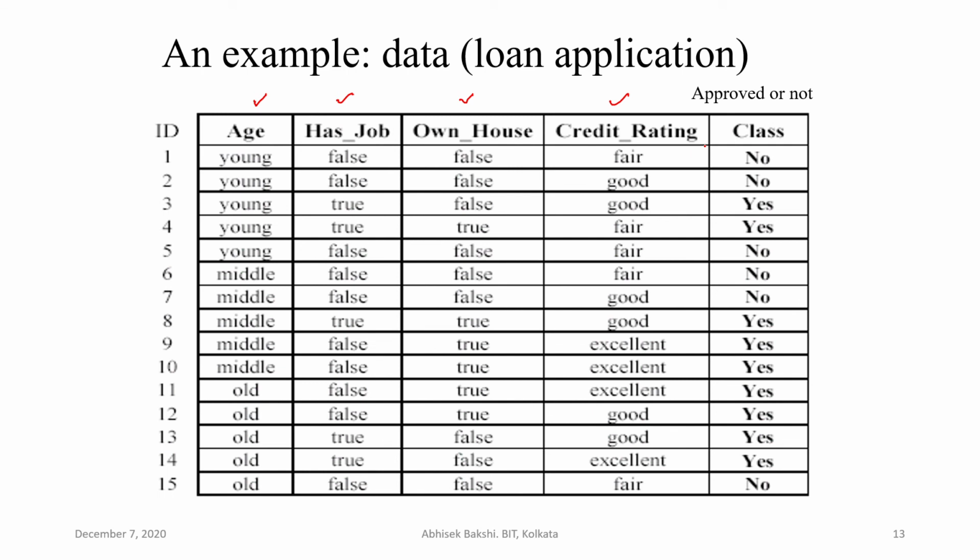One more thing is there, that is class. Class is also a dimension, but this is the output dimension. So depending on various inputs, this will be the output.